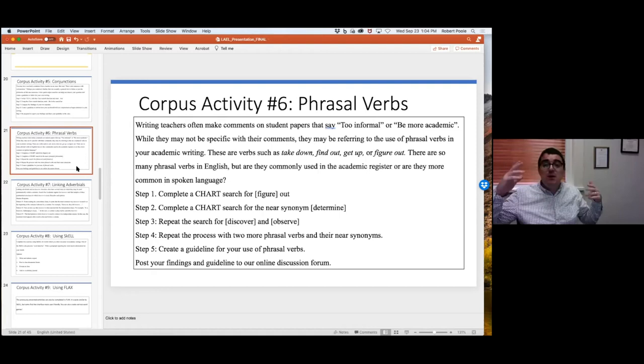Seeing some Q&A questions coming in. Let me click on those. How does one do a chart search? Just in the COCA, right at that top bar, you have list. And then the next one, I believe, is chart. So it's list and then chart.